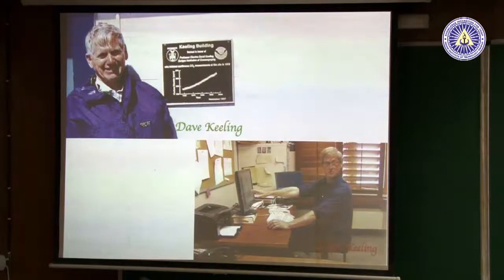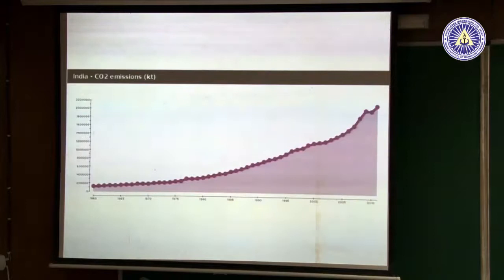Here's Dave Keeling. He's unfortunately died. So what happened? The observations were important. His son took them over. And I like that. I've forgotten his name. Ralph Keeling. His son now continues the Keeling curve. And you see, here he is, Keeling building named after him in the graph behind there.